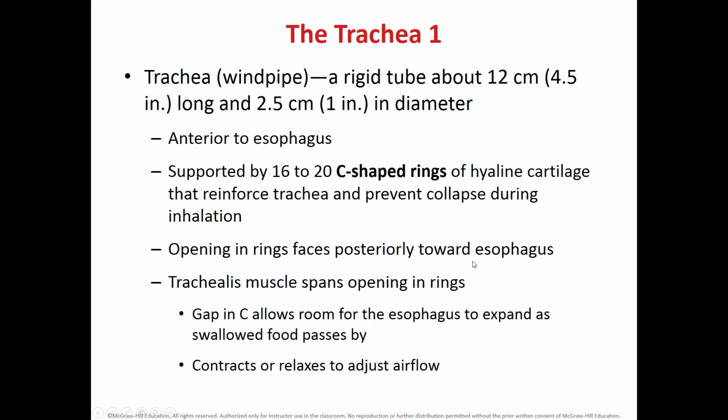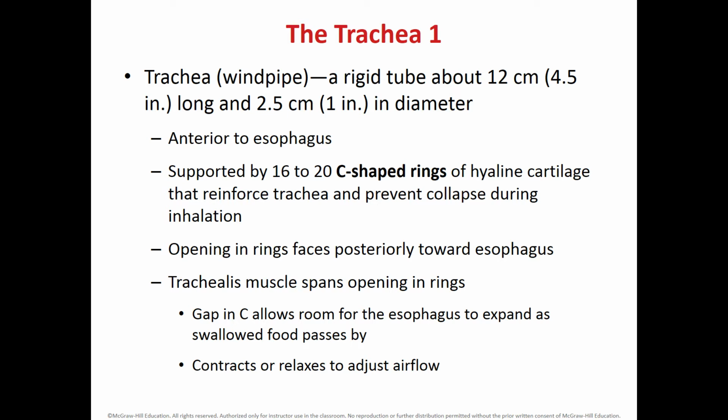Now the trachea. The trachea is also known as the windpipe, and it measures 4.5 inches in length. And the trachea is made by C-shaped rings. So this is another key point that you need to know. We have between 16 to 20 C-shaped rings that are made out of hyaline cartilage. This hyaline cartilage will help to reinforce the trachea to prevent collapse of the trachea during inhalation.